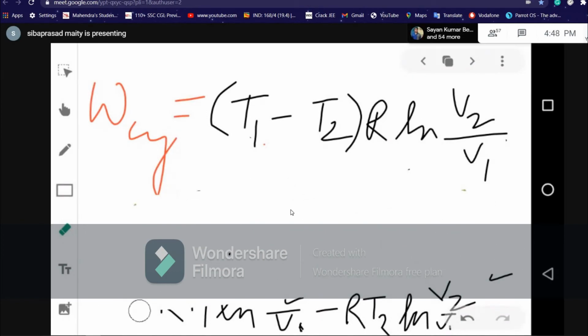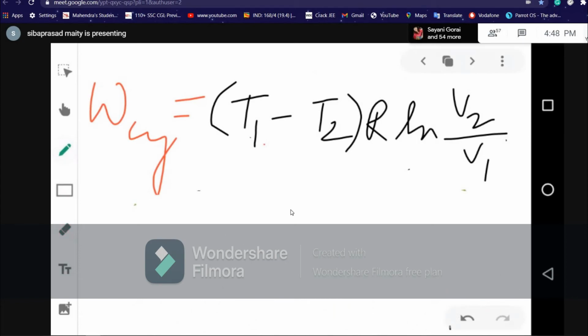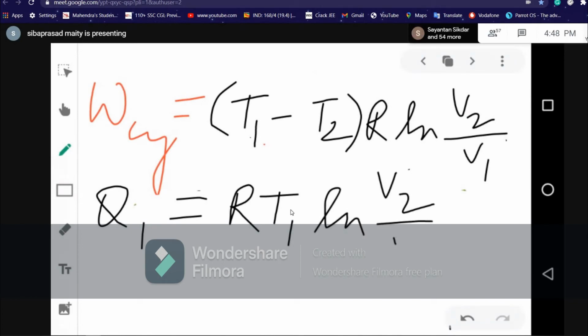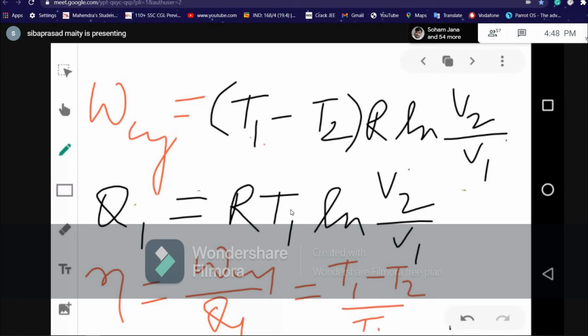How much heat you supplied? Q1. And you see there it was equal to RT1 ln V2 by V1, isn't it? Then what is about the efficiency? Eta equal to W cycle by Q1, yes or no? Then is it coming T1 minus T2 by T1? So this R ln V2 by V1 got cancelled. This T1 minus T2 by T1, right?